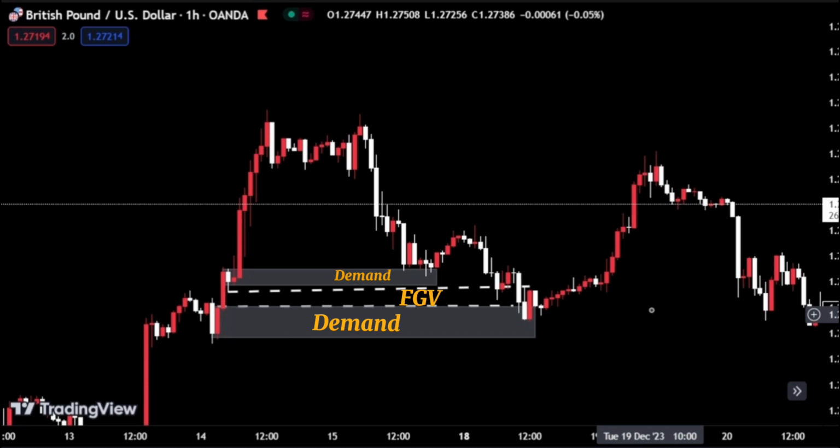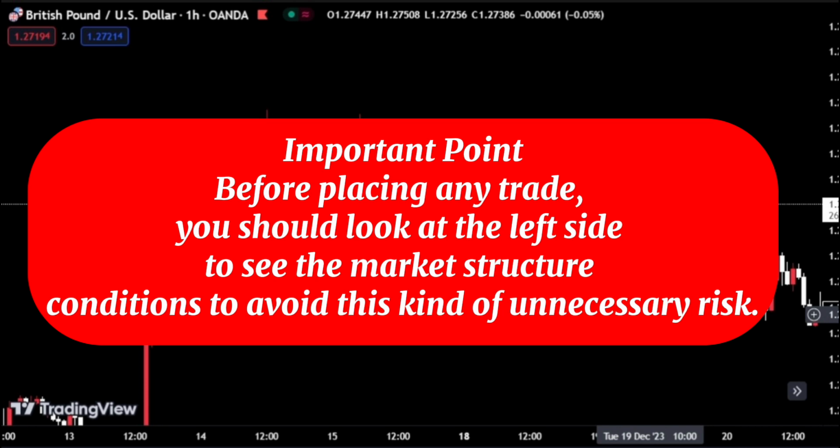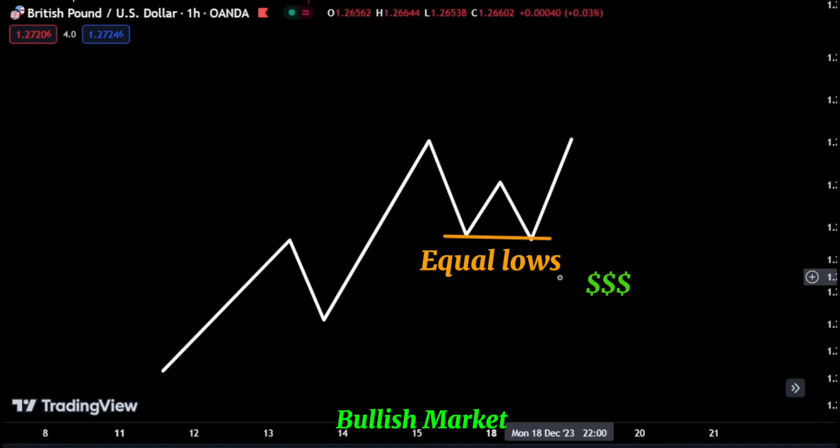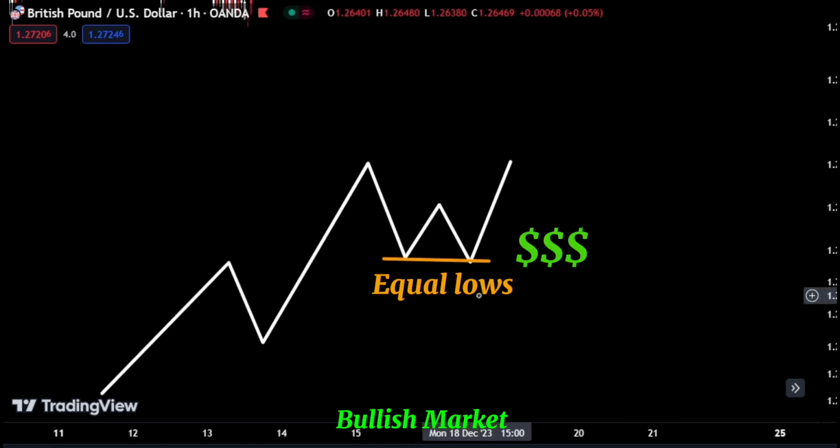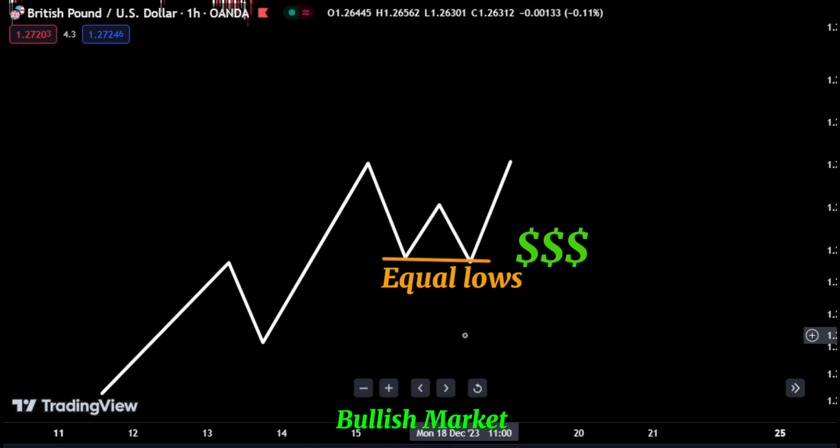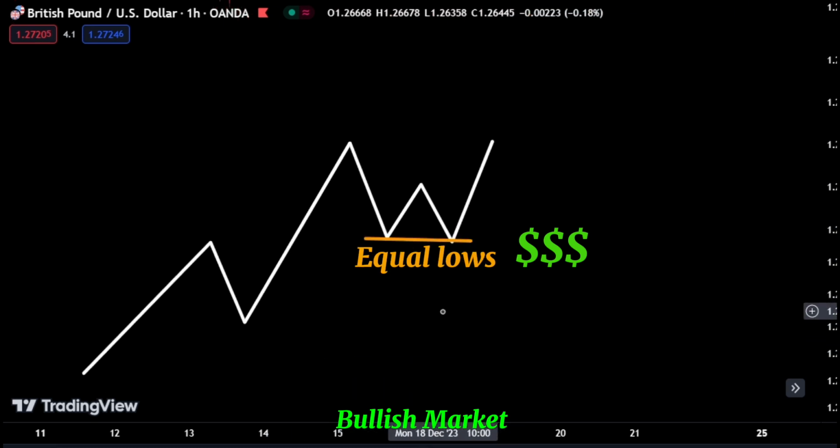So guys, before placing any trade, you have to note this important point, okay? You have to know the conditions of the market. So, guys, the second method involves what? Equal highs and lows, for uptrend and for downtrend. But in this scenario, we're looking at an uptrend.